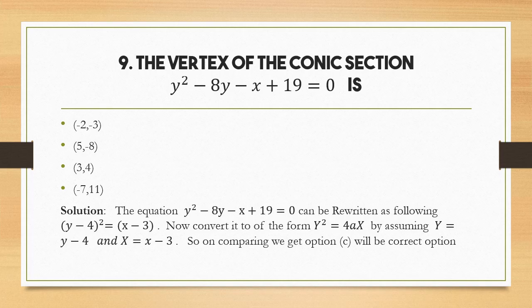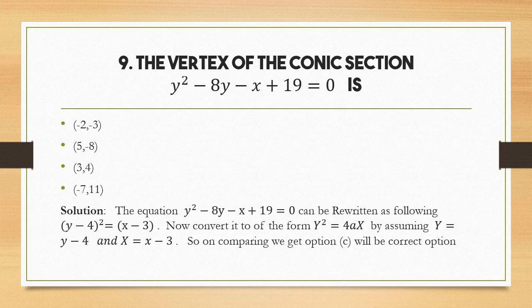Small x is also 0. When you put this capital Y equal to 0 in the capital Y equals small y minus 4 equation, we get y equal to 4. And when you put this capital X equal to 0 in capital X equals small x minus 3, we get x equal to 3. So with this I can say that (3, 4) will be the right answer to this question.